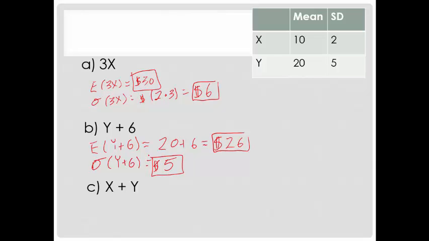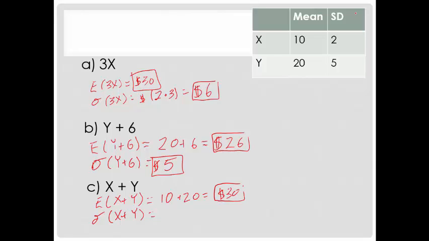Now let's say we have a cat and a dog. The expected amount of money we'd spend on food, 10 plus 20, so we'd expect to pay about $30 for our food. Standard deviation of X plus Y. This is where things are a little bit different. This is where we have to be very careful. Remember, we can't just combine standard deviation. We have to convert to variance.